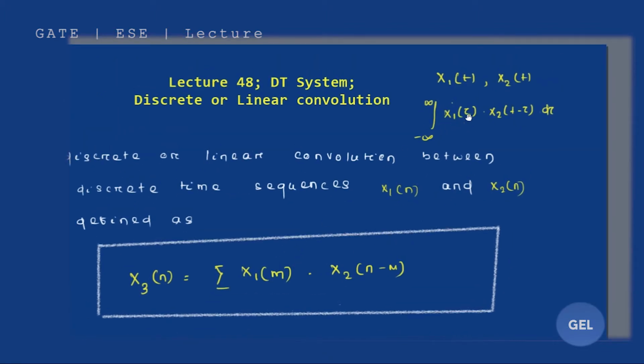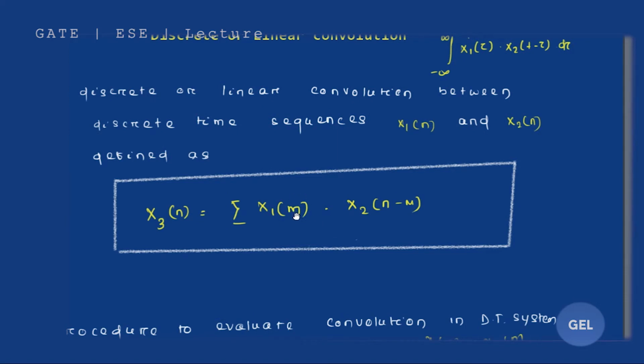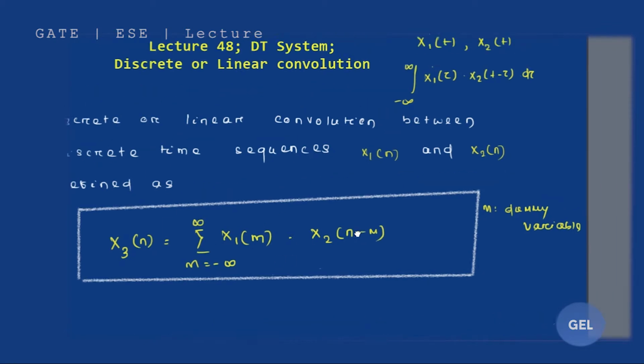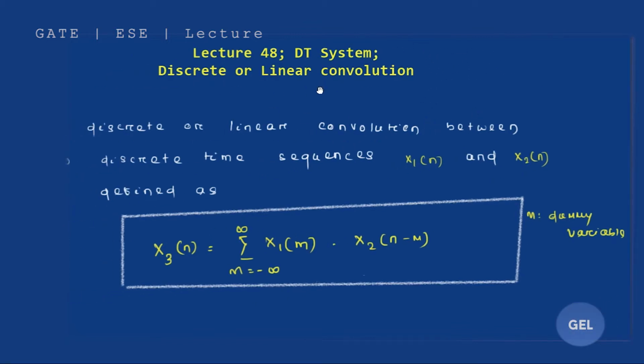Here we used to take the tau value varying from minus infinity to infinity. Here my dummy variable is m, for mango. m is the dummy variable, so my m will vary from minus infinity to infinity. Clear? It's as simple as continuous time convolution. If you have understood continuous time convolution, you can understand this. My sincere request to you is to go and have crystal clear clarity on continuous time convolution, then come to the linear convolution in the discrete time domain.